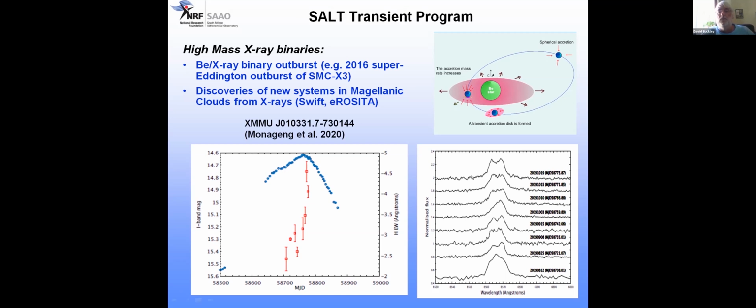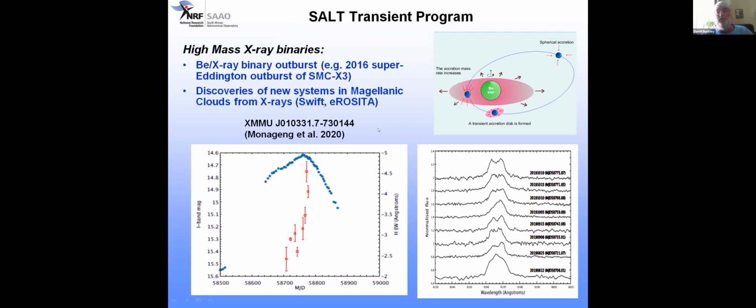And these are some examples of SALT spectra taken of a system which has an eccentric orbit where the neutron star accretes every time it passes through this equatorial disk, which is being shed by the rapidly spinning Be star. So this is called a type 1 outburst when it moves through this disk every periastron passage. When it does that, it forms its own little accretion disk around the neutron star, which dissipates at some point.